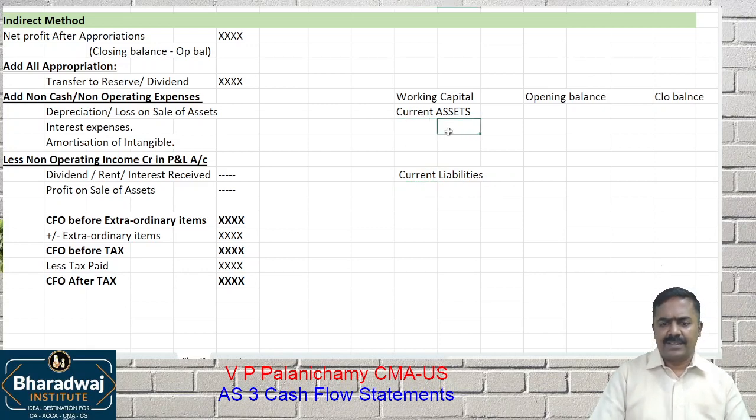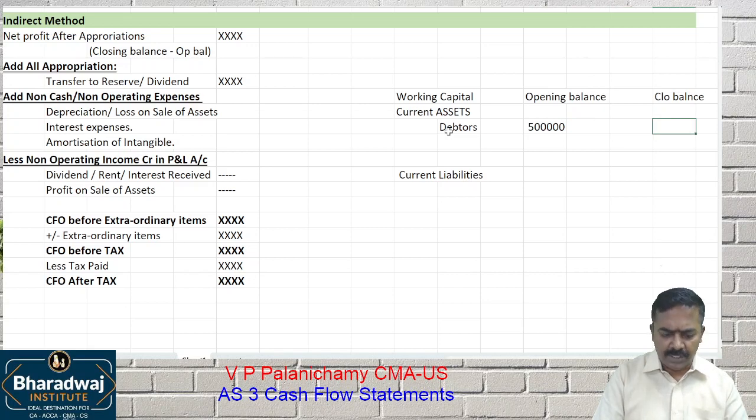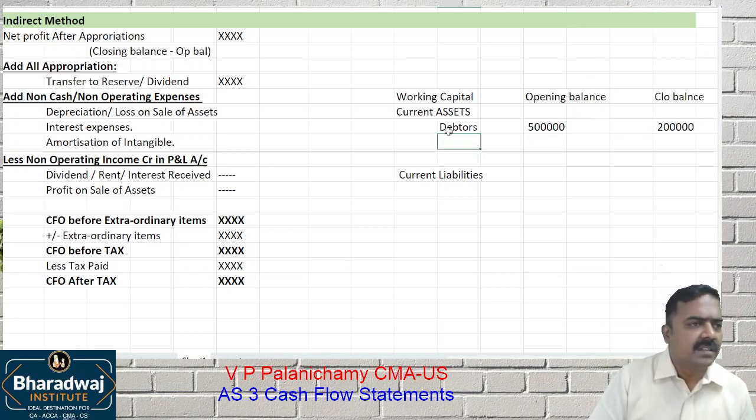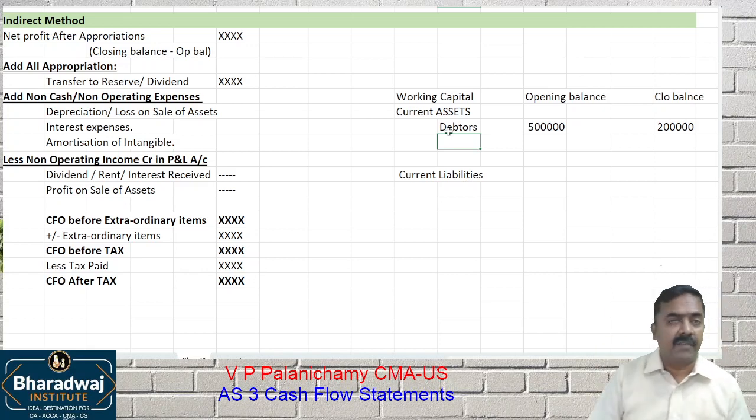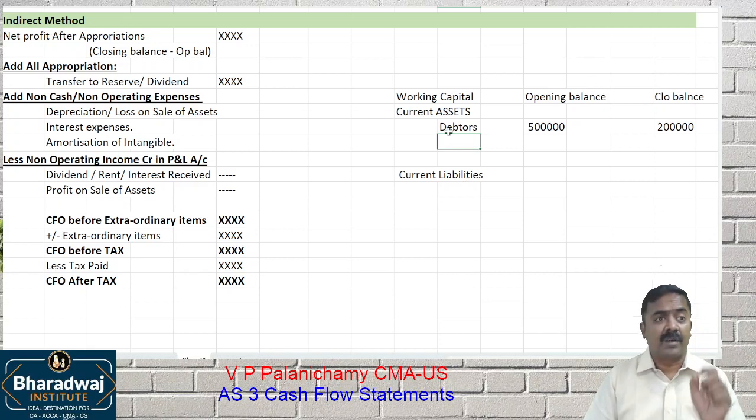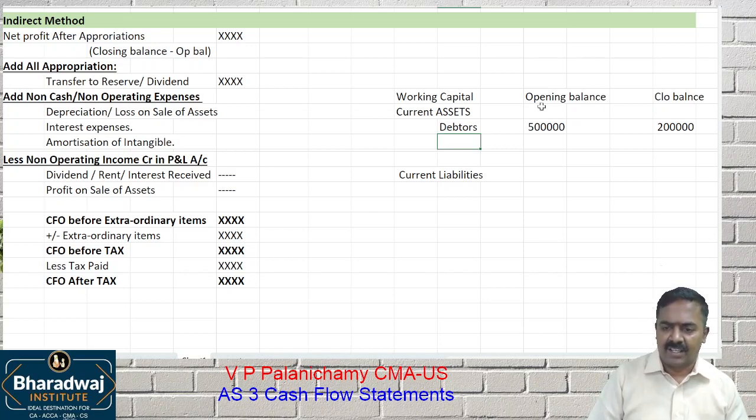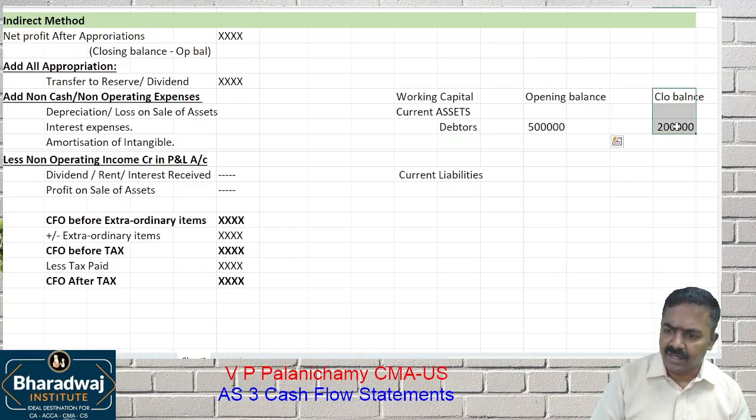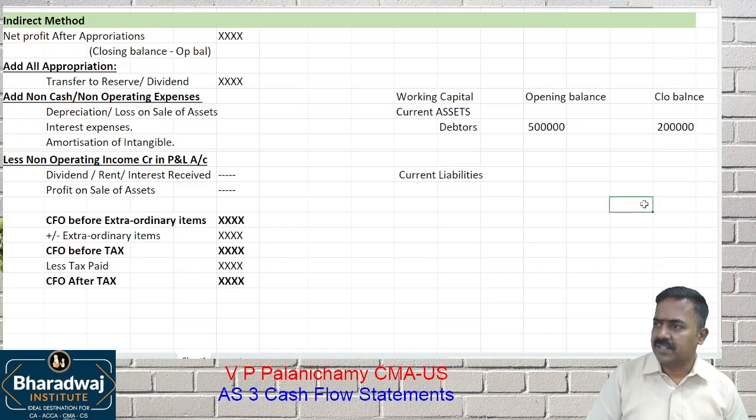Let's assume debtors opening balance was 5 lakhs, closing balance was 2 lakhs. At the beginning of the year, we had how much? 5 lakhs. At the end of the year, how much are we having? 2 lakhs. Because of this, what would have happened to cash? At the beginning of the year, 5 lakhs of debtors receivable was there. At the end of the year, what is the closing balance? 2 lakhs is there. What would have happened to cash?